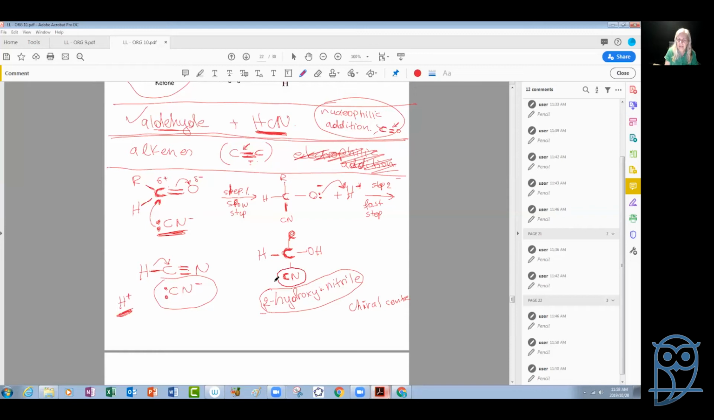This is a cyanide ion, this is a hydroxy, this is some alkyl group, and this is a hydrogen. So because all these 4 are different, this is a chiral center, and because it is a chiral center, it will have 2 optical isomers.